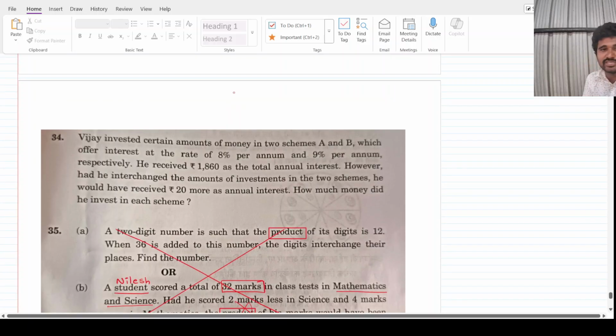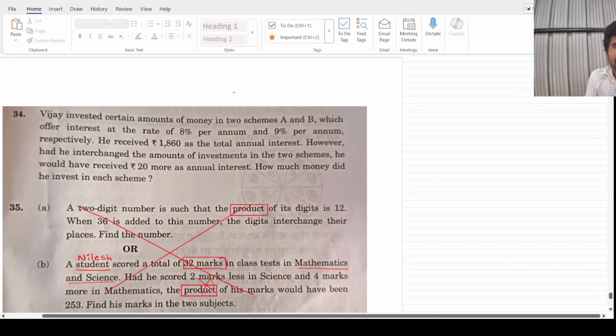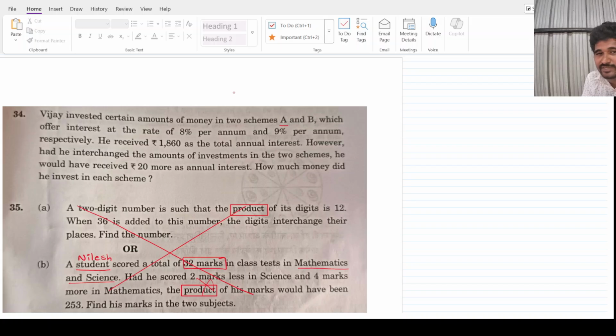Now come to our question. So Vijay Dalapati invested a certain amount of money in 2 schemes. Okay, there are 2 schemes, scheme A and scheme B. Some guy has to invest money. How much are you investing in A? Let it be X. How much are you investing in B? Let it be Y. That's what we will talk about, right? Yes or no?